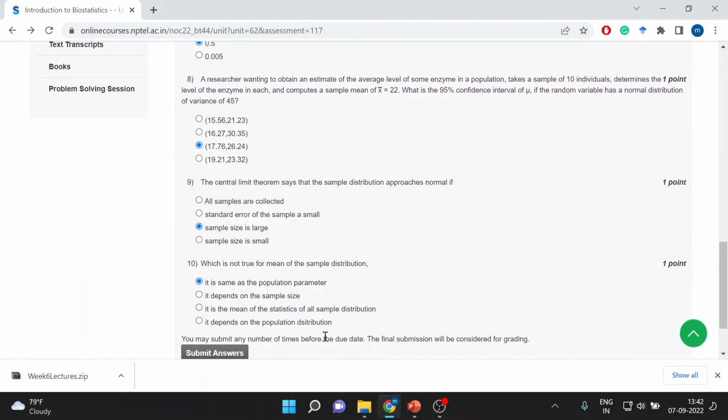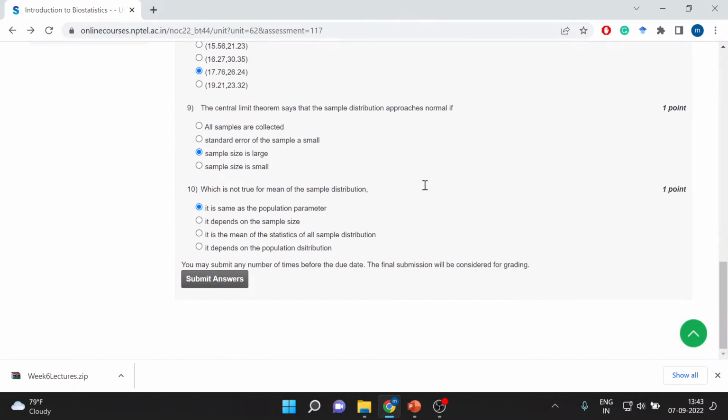And then the next question is, the central limit theorem says that the sample distribution approaches normal if, and the answer to that is if the sample size is large. You know that when sample size goes from 10 to infinity, any distribution tends to become normal. This comes from the central limit theorem.